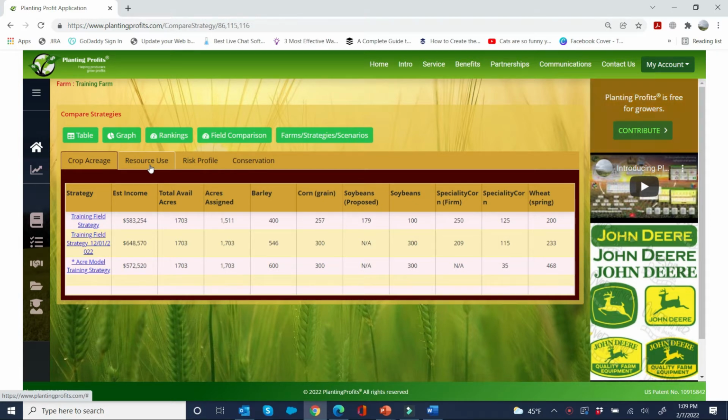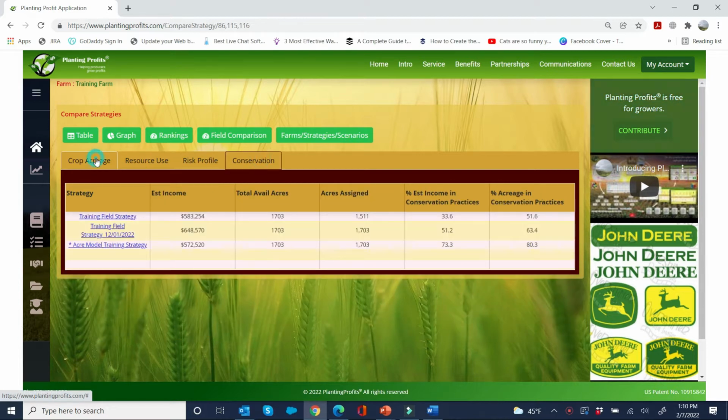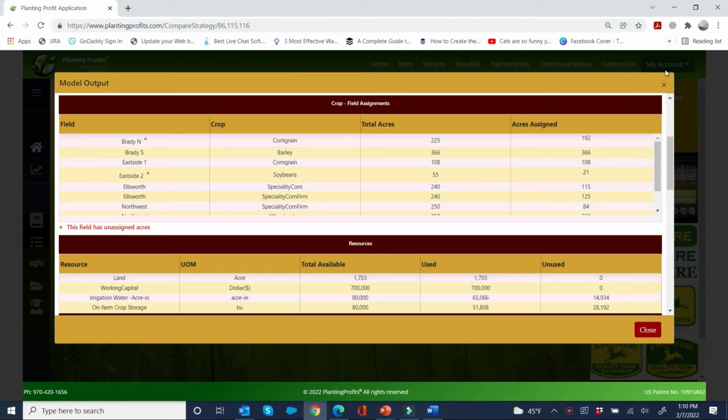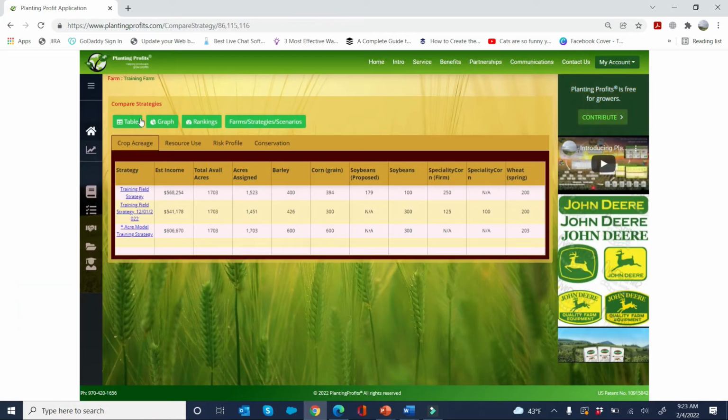Clicking on each of the other tabs displays output measures for resource use, risk, and conservation. Click on the strategy name to see crop field acreage assignments. The first 3 columns are the same for each table and show estimated income, total available acres, and acres assigned. Crop acreage shows the acreage assigned to each crop for easy comparison. This table shows acreage of forward-sold crops separately from crops from open-sold crops for the same crop type.